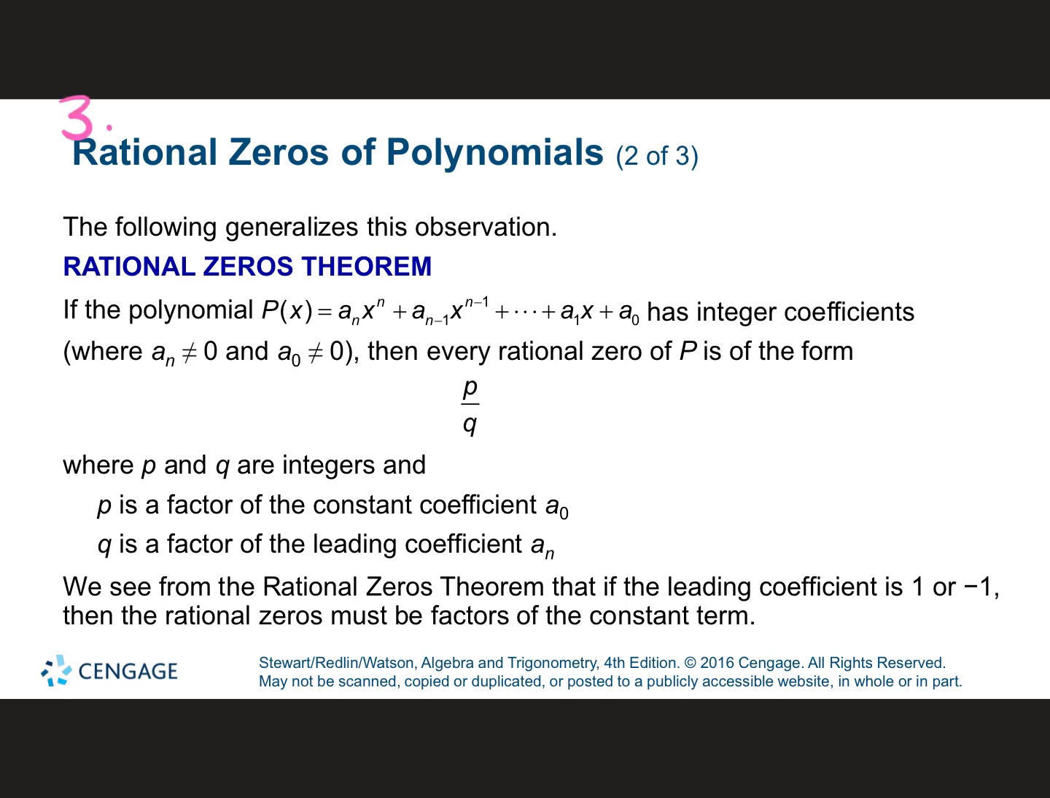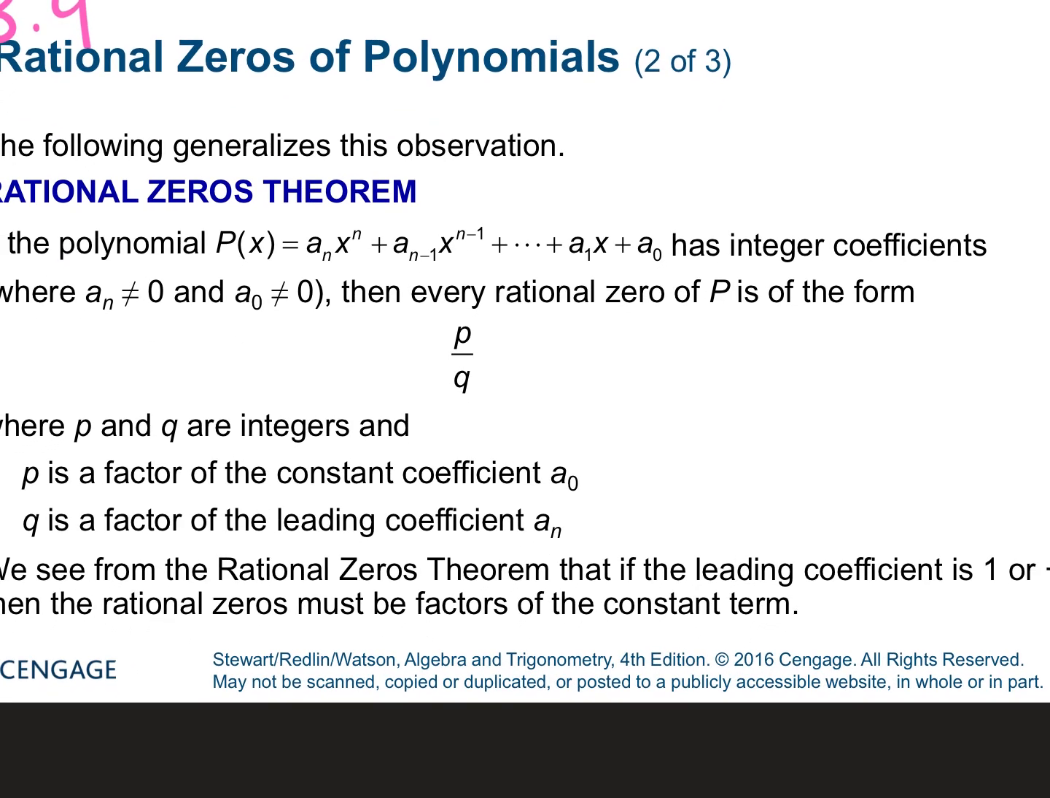So 3.4, we're going to talk about rational zeros of polynomials. So we have the rational zero theorem. You'll hear me call it P over Q a lot, or last over first. The rational zeros theorem helps us find the zeros of a polynomial that doesn't factor.